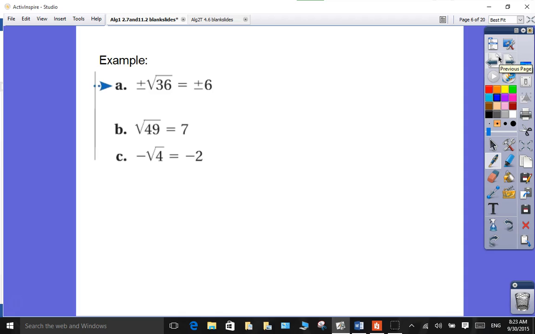If there is a sign in front of the radical, then by all means, you're going to use it, right? And so take B first, right? The square root of 49. We know that 7 times 7 is 49, and so is negative 7 times negative 7. But because there's nothing in front here, then we just go with the positive square root, right? 7.